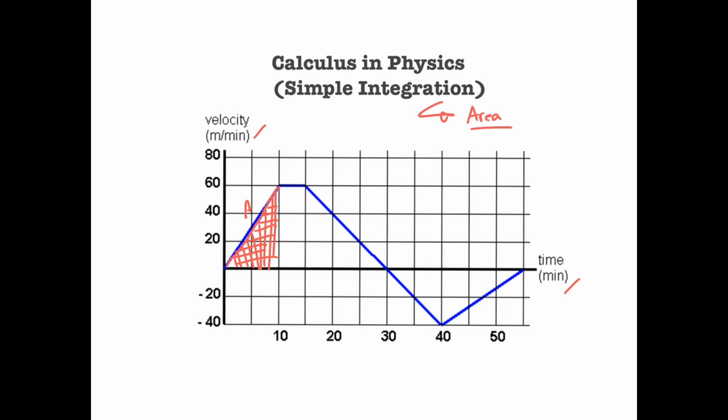So if we have a velocity time graph, or velocity as a function of time, if we integrate that, we will be able to have displacement as a function of time, because the area under a velocity time graph is displacement. So that is the area under the velocity time graph.